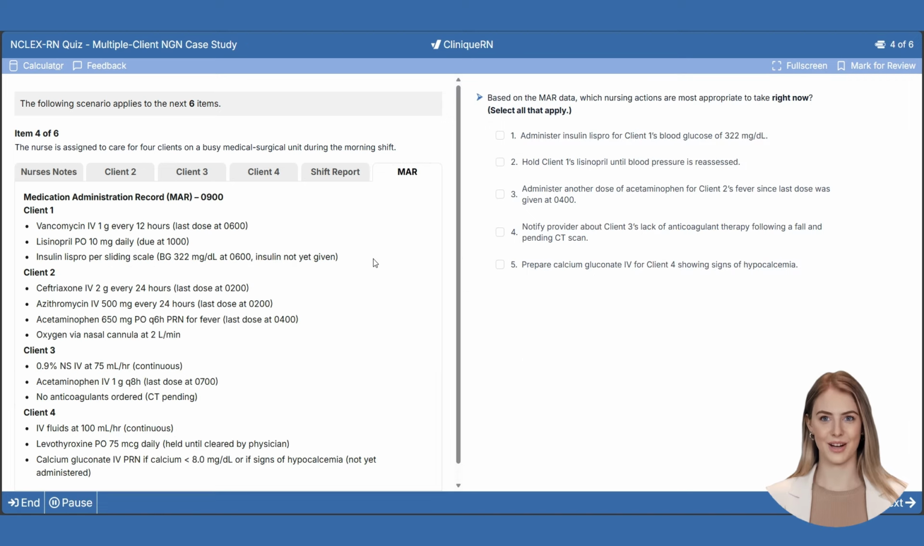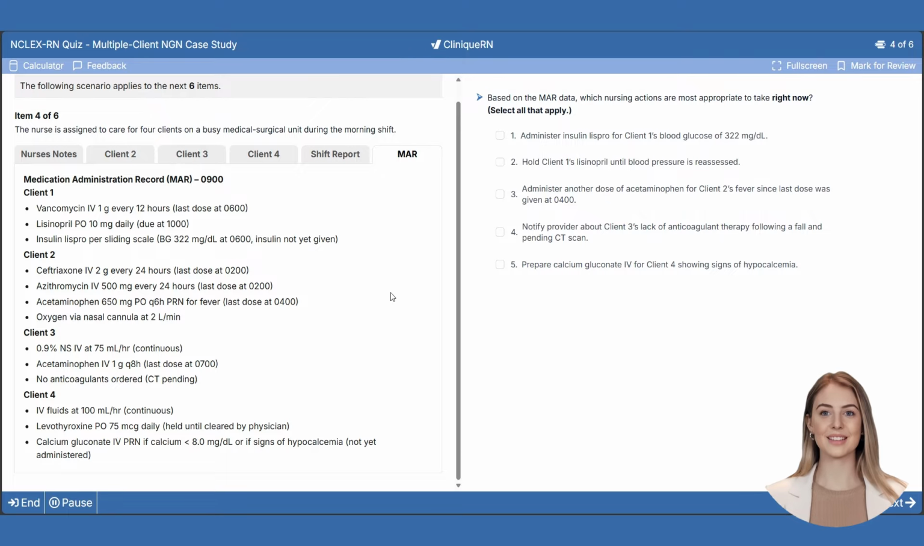The fourth scenario. Let's have a look at the medication administration record, MAR 0900. Client 1: vancomycin IV 1 gram every 12 hours, last dose at 0600. Lisinopril PO 10 milligrams daily, due at 1000. Insulin lispro per sliding scale. Blood glucose 322 milligrams per deciliter at 0600.